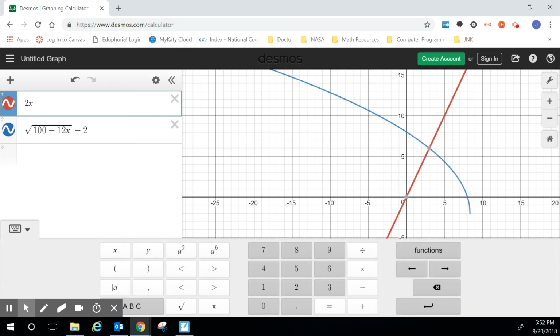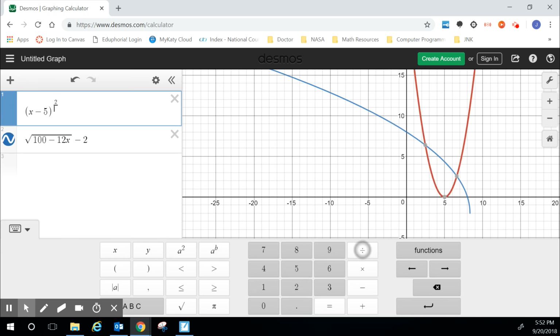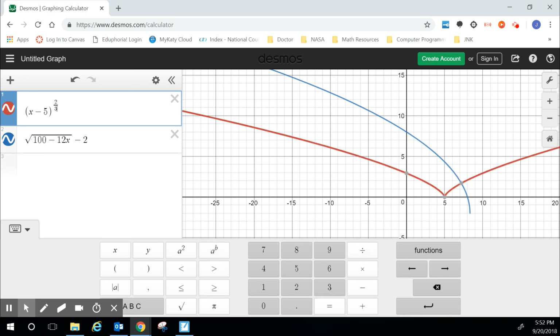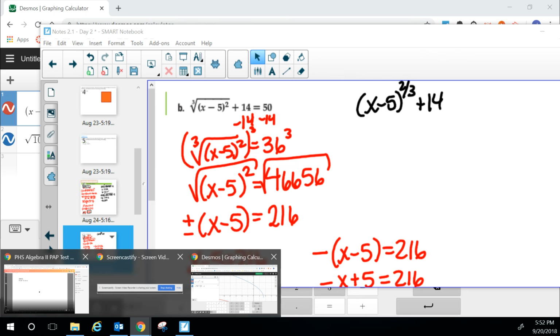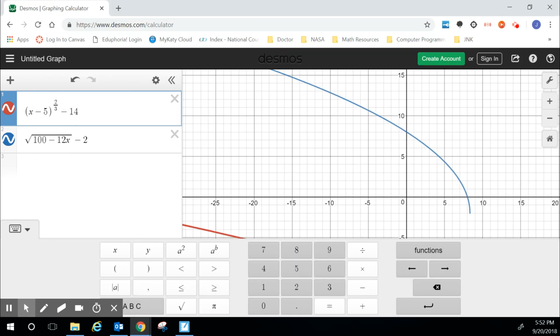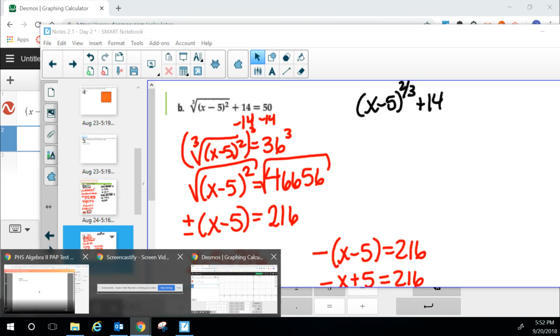So here I've got, in parentheses, x minus 5 raised to the 2/3 power. And then what did I say, minus 14, I think? Let's see if I'm right. Oh, plus 14, that's why we always go and check, because I'm usually wrong. I used to have a really good memory, guys, I promise. There we go. And then on the other side, let's see what we have. On the other side of our equation, we've got 50.